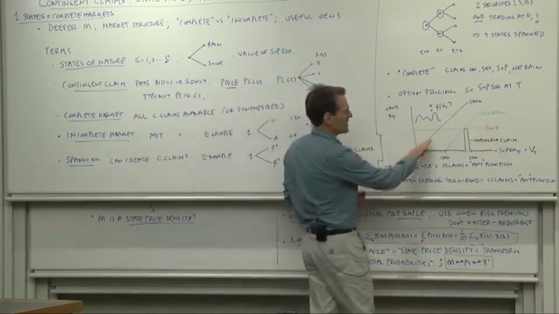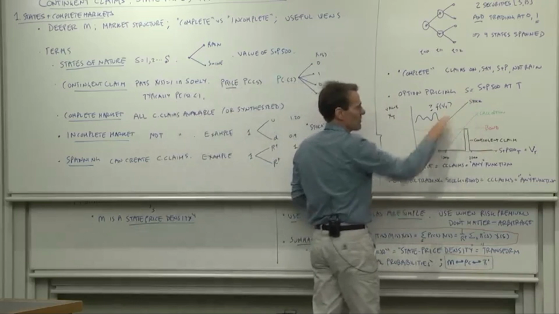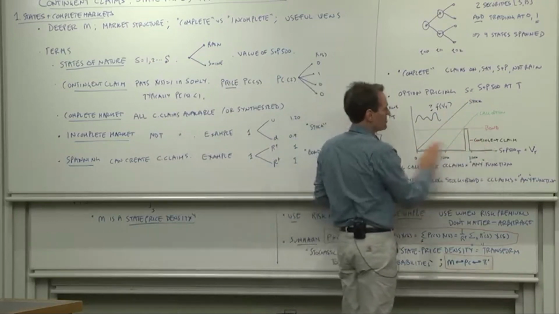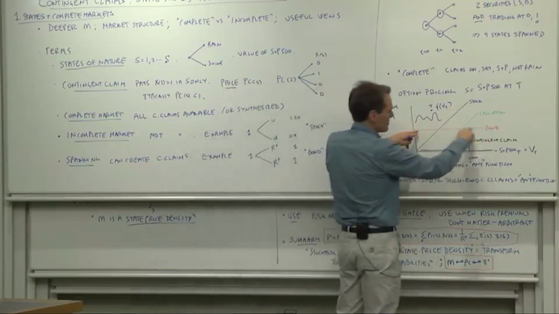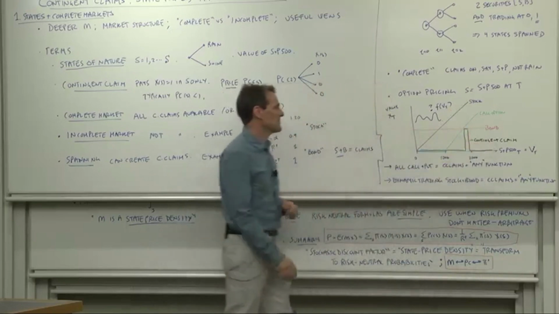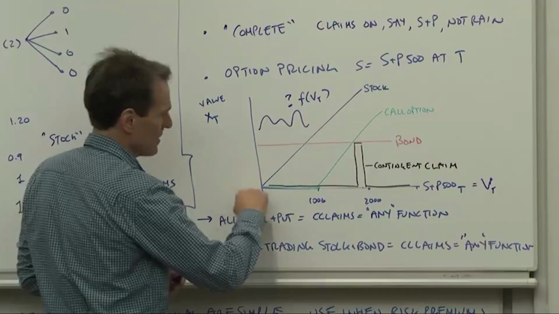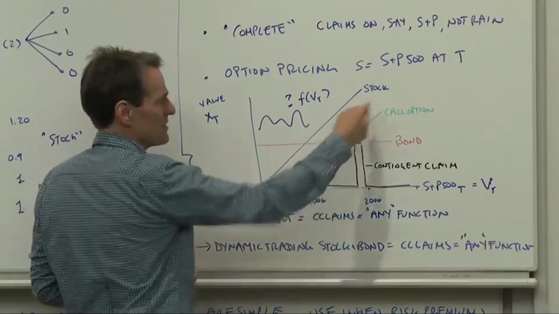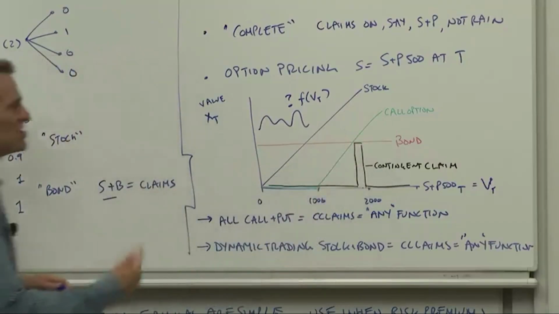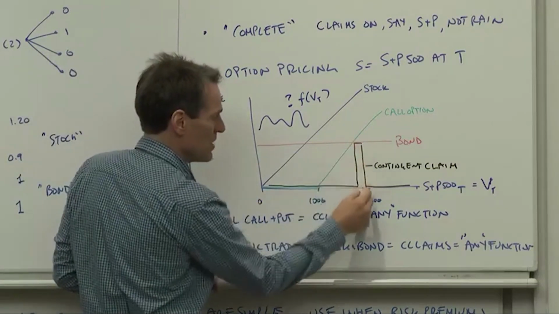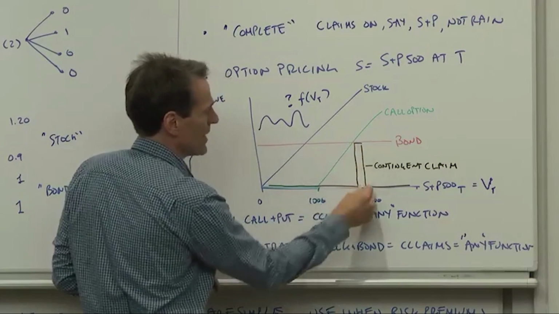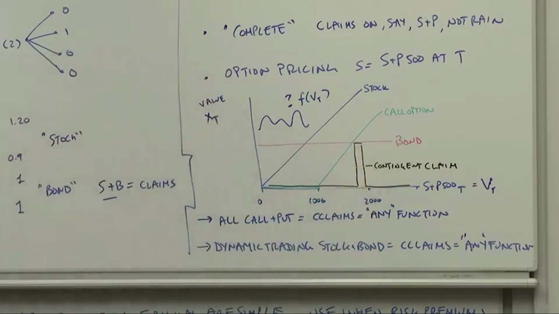So a stock, for example, the S&P 500 itself, is just the 45-degree line. As the value goes up, the value of that payoff goes up. A bond pays off the same amount no matter what happens to the S&P 500. A call option pays off nothing until the strike price and then pays off linearly. And a contingent claim is a security that gives you a unit payoff when and only when the S&P 500 hits a specific value.